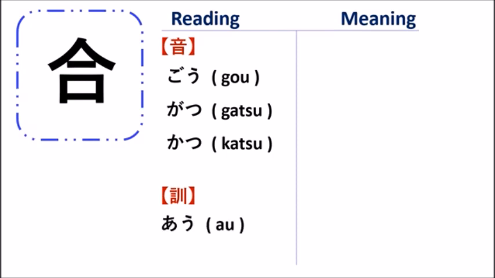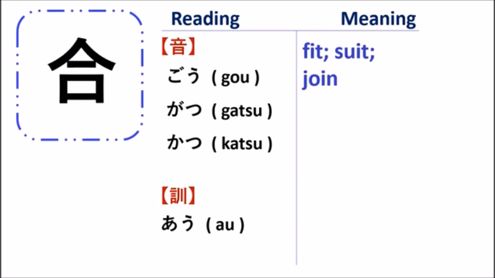And the kunyomi is au. They have the meaning of fit or suit or joy. So when you see something really suitable or really fit together, you can use the kanji of au, or you can say in onyomi go, gatsu, katsu.